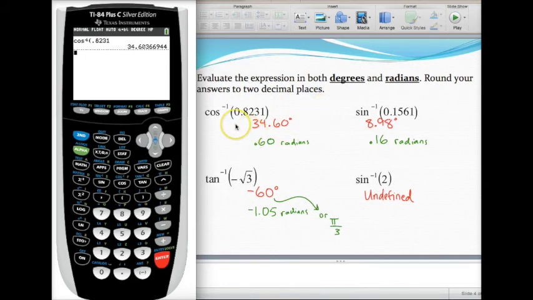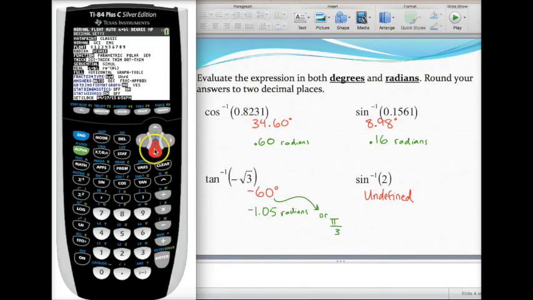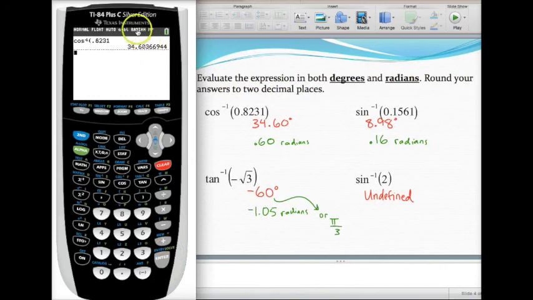Actually, you know what? Let me just show you a quick trick. Rather than do all of these and then switch modes and do them again, if you just switch your mode at this point, so if you go ahead and switch to radian mode, and then clear out of there, all I need to do is hit enter. Again, it'll rework the same problem, but now my answer is in radians. So about 0.60 radians.